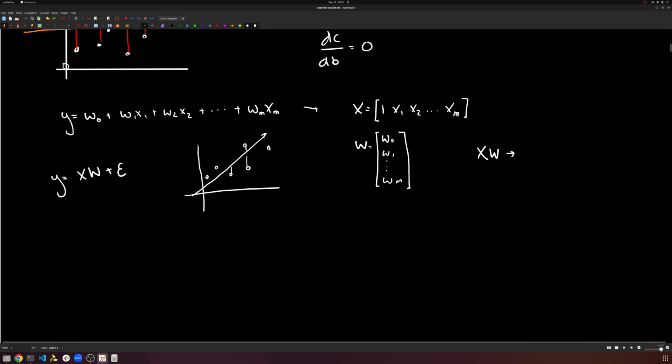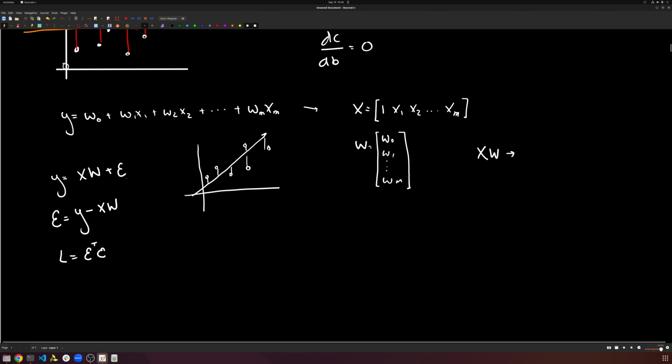This error is the difference, this random error term. And our goal is to minimize error, or specifically mean squared error. So we can rewrite this as error is equal to y minus xw, just swapping the sides, no big deal. And our loss is going to be error transpose error, which is just mean squared error.